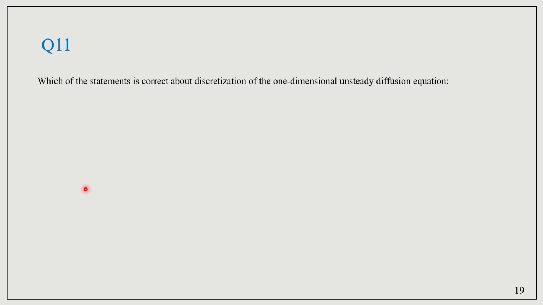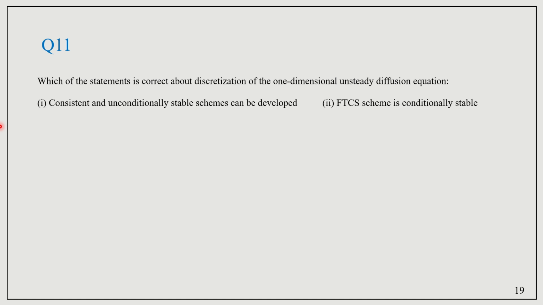In question 11, what is asked? Which of the four statements is correct about discretization of the one-dimensional unsteady diffusion equation? We will see the options. The statements are: first, consistent and unconditionally stable schemes can be developed. And second, the FTCS scheme is conditionally stable.